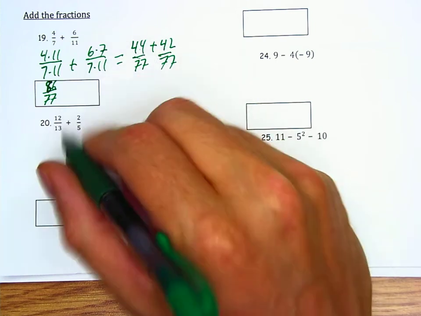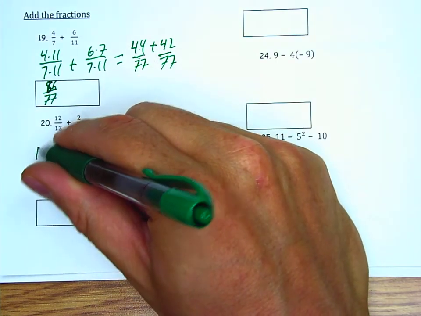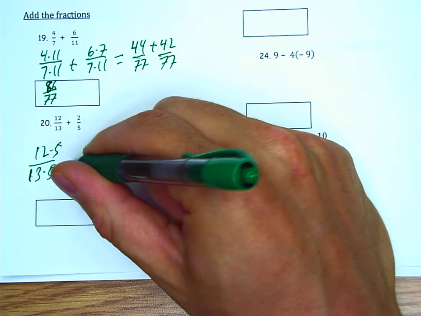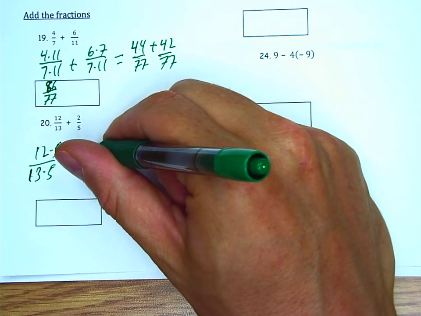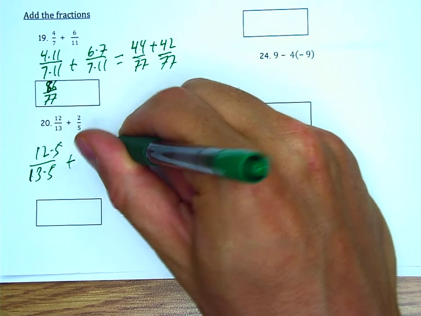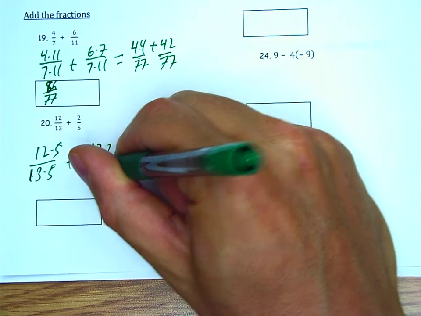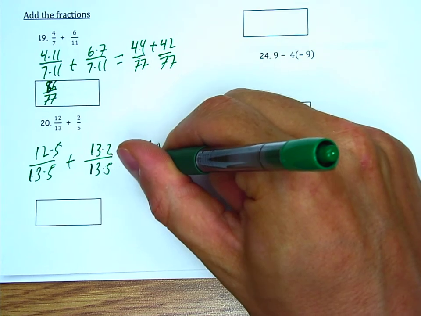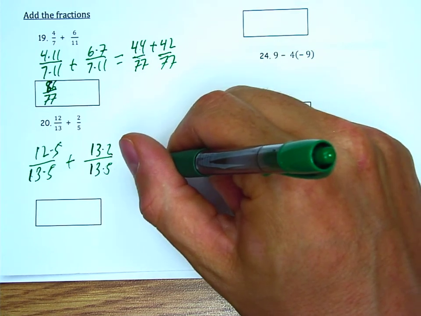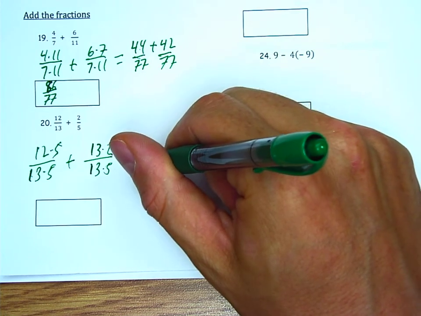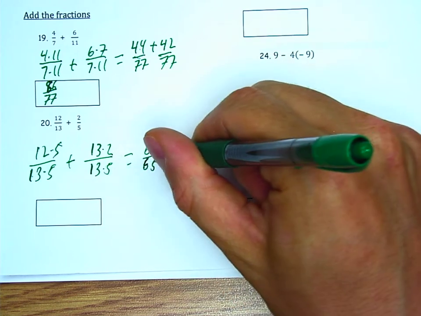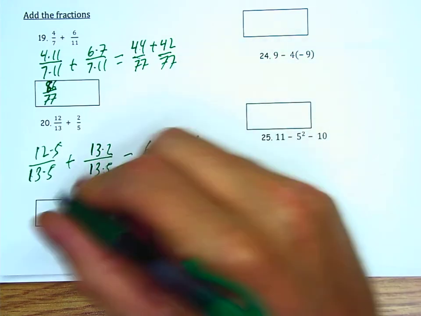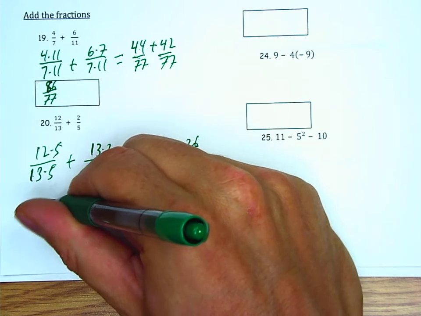Same thing on the next fraction. We're going to take 12 times by 5, 13 times by 5. And we're going to add 13 times by 2 over 13 times by 5. So we got 60 over 65. Plus 26 over 65. For a total of 86 out of 65.